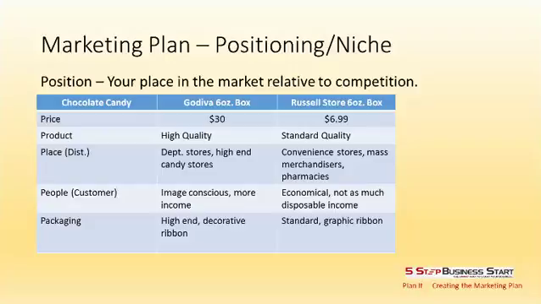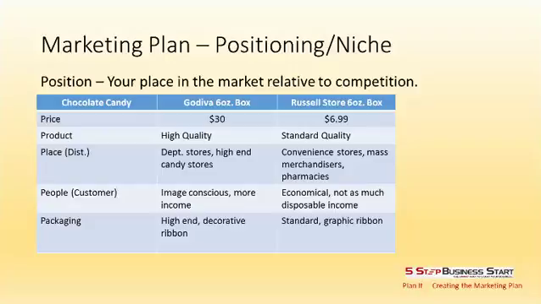Then we have the position differently from where they are placed in the marketplace, the distribution. Godiva, department stores, high-end candy stores where you'll find them, whereas Russell Stover is in convenience stores, mass merchandisers, pharmacies. That's where you will find those items. So they are positioned differently from a distribution or place standpoint.